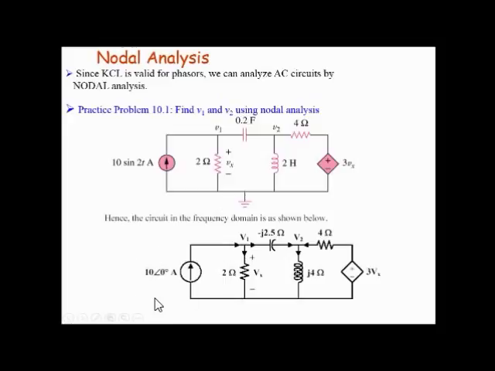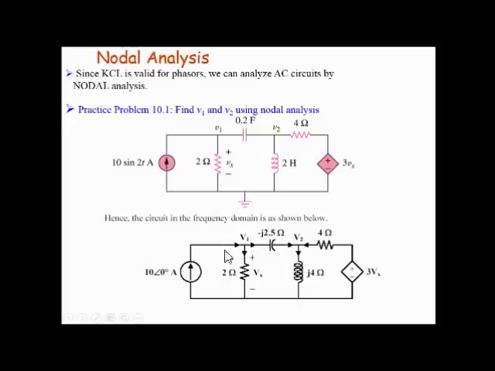Whenever you deal with AC networks, two things are important to remember: the rectangular form and the polar form. For addition and subtraction, we need to use the rectangular form, and for division and multiplication, it is better to use the polar form. There are several applications in longer networks. For this present circuit, the current source in the frequency domain is 10 angle 0 degree ampere.